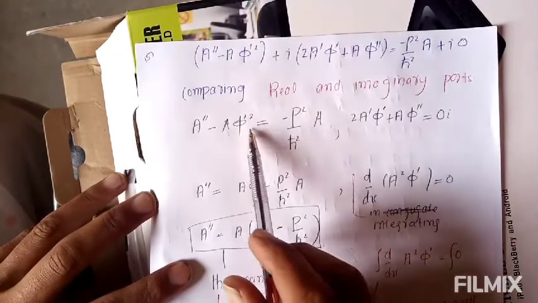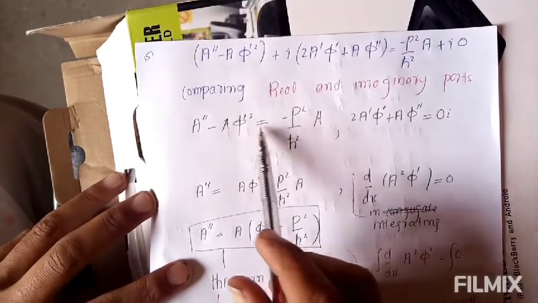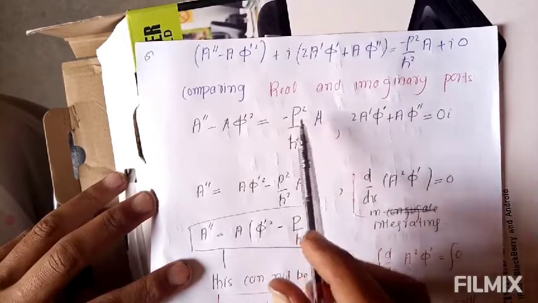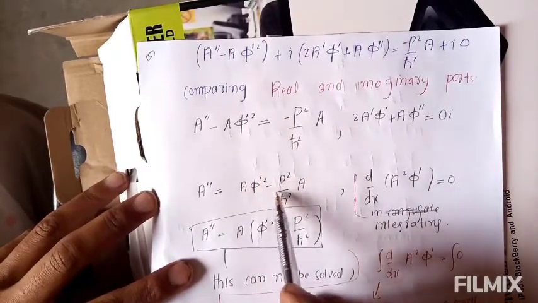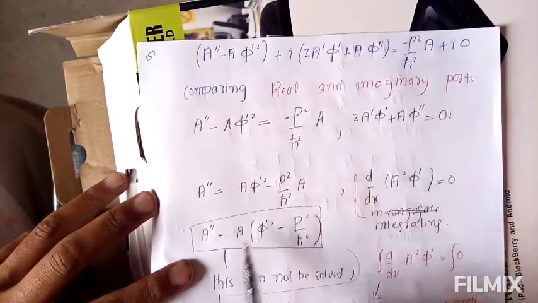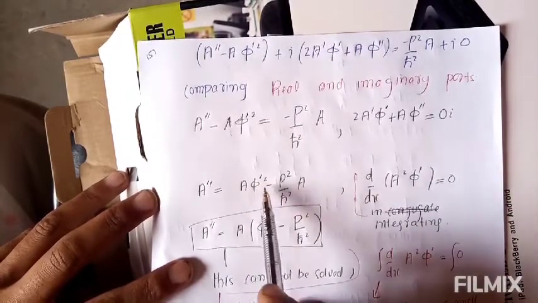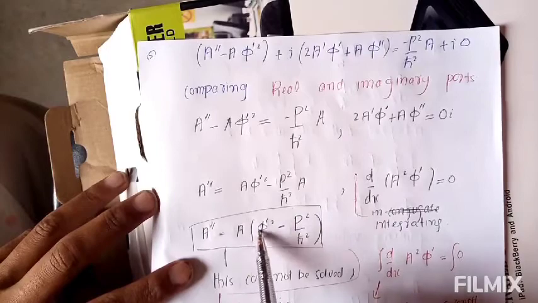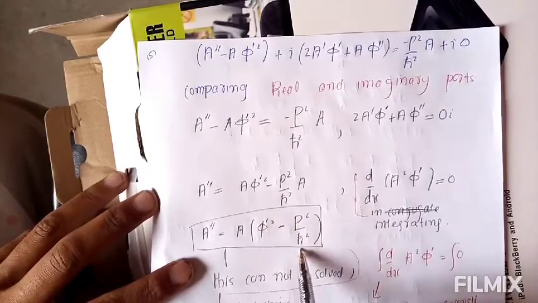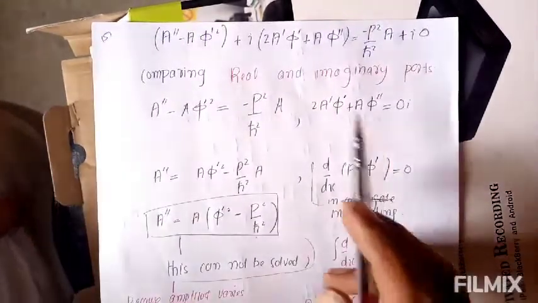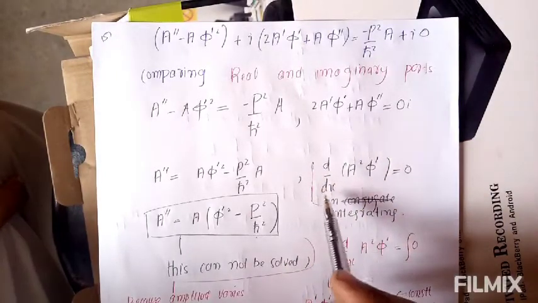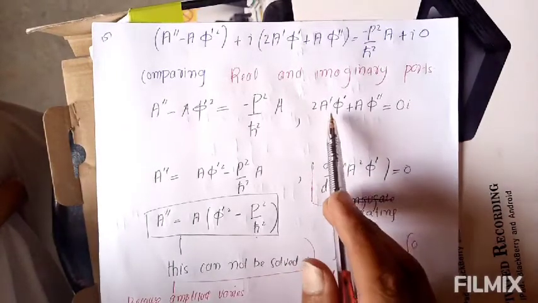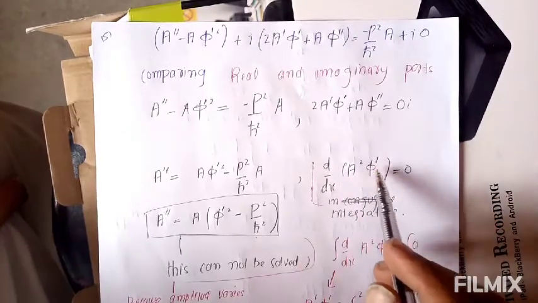It is minus when from is equal to from side up is equal to we take it will be positive. So a phi dash will become positive square minus p square by h cut square into a. So a will be, taking a the common, a double dash is equal to a into phi dash square minus p square by h cut square. And also the second point of view, the imaginary part d divided by dx will become d divided by dx of a square phi dash is equal to 0.